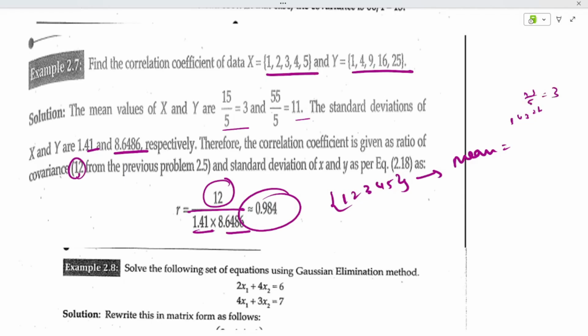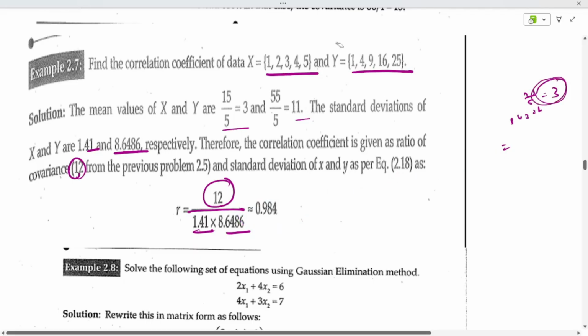Okay, next, if you want to find out the standard deviation, what you will be using here is the sum of squares. In order to find out the standard deviation, you want the mean. So you remember the mean is what? 3. Okay, now for the given data set, we will find out the standard deviation. I'll be just explaining for one. Okay, 1, 2, 3, 4 and 5.